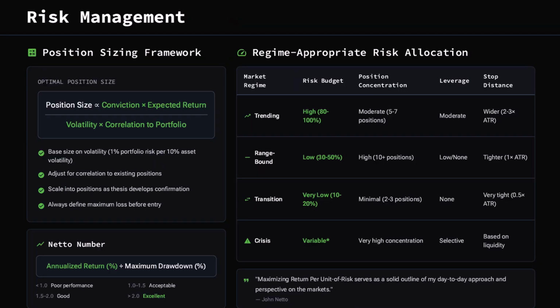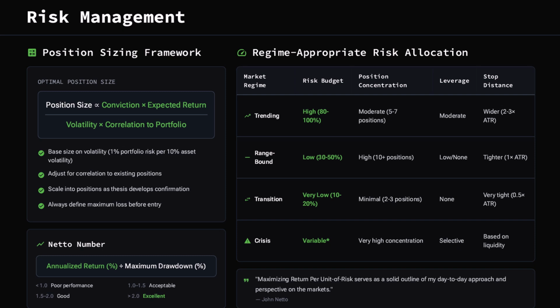Risk management separates successful macro investors from the rest. Position sizing follows this formula. Optimal size equals conviction times expected return, divided by volatility times correlation to your existing portfolio. A practical rule: base size on volatility, risking 1% of your portfolio per 10% asset volatility, then adjust for correlation. Always define your maximum loss before entry.